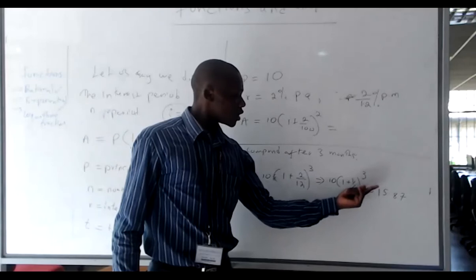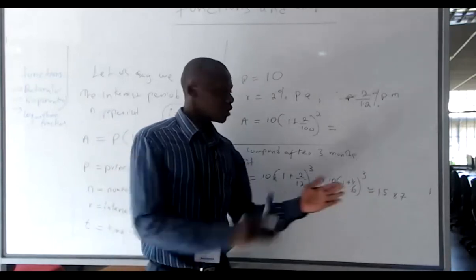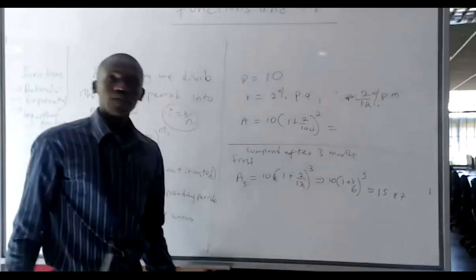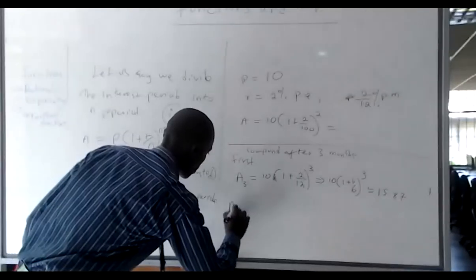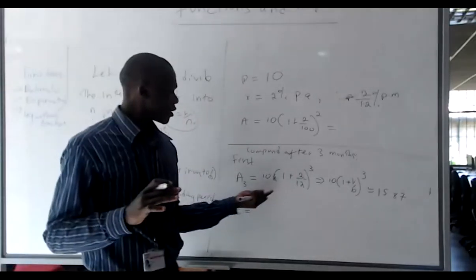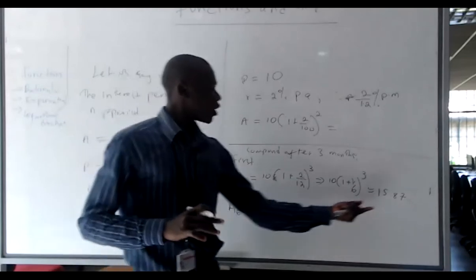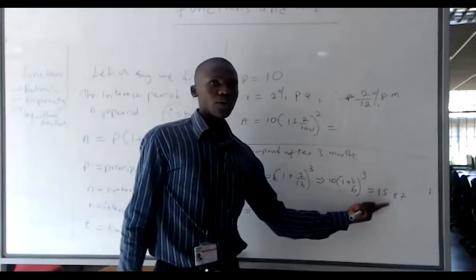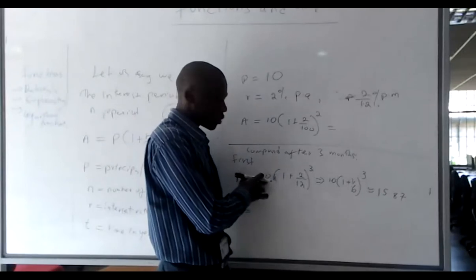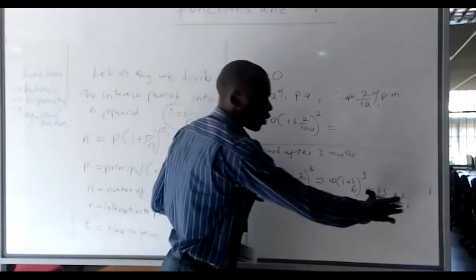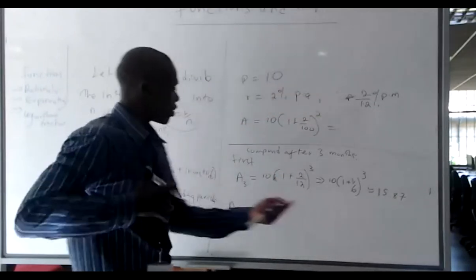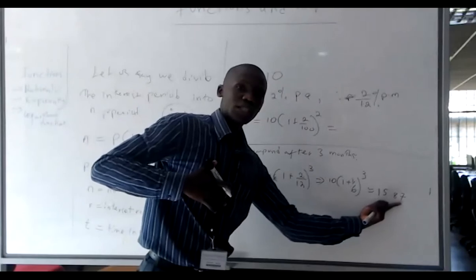Then now, the next 3 months, which will be the investment after 6 months. So let me call this A3 to mean the amount for the first 3 months. Then A6 will be the amount after 6 months. I now use this as the principal amount. So after adding the interest to the initial principal, this is now what we use as the principal. So when calculating the interest for the next period, you consider this amount as the principal.